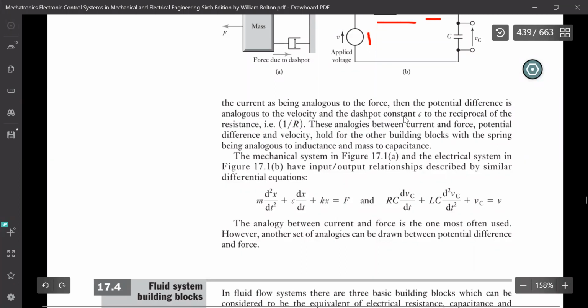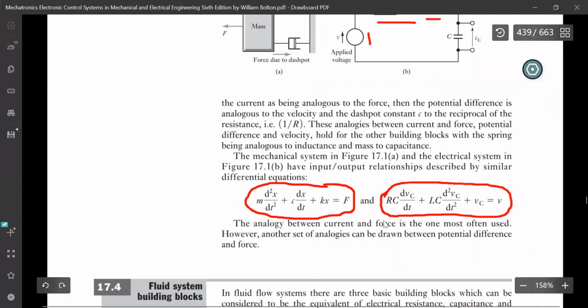And the dashpot constant c is analogous to the reciprocal of the resistance. So over here, your resistance is working as a dashpot. So it will be dissipating the energy over here. This was the equation we derived for the mass system. We were having a mass system, inertia system, spring system, and the dashpot system, which was equivalent to the force applied. Over here we have a similar analogy for the electrical system. These were the elements we derived on that day, which were equivalent to the mass, to the spring, and to the dashpot. So that is equal to the voltage over here.